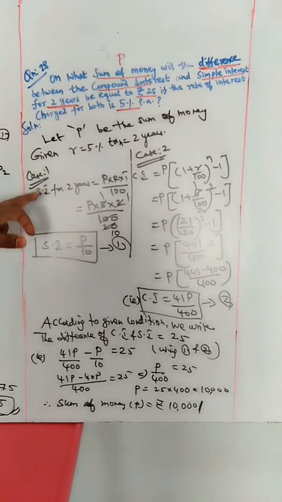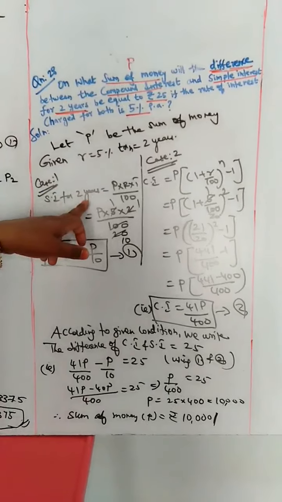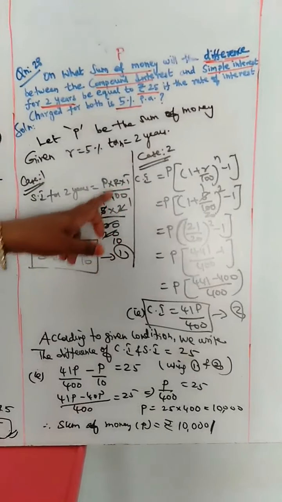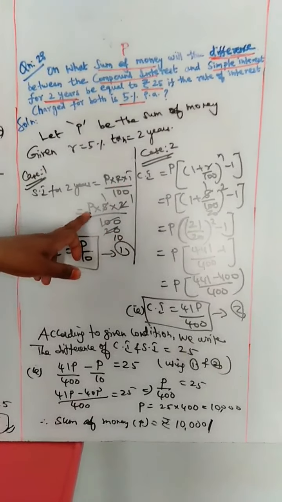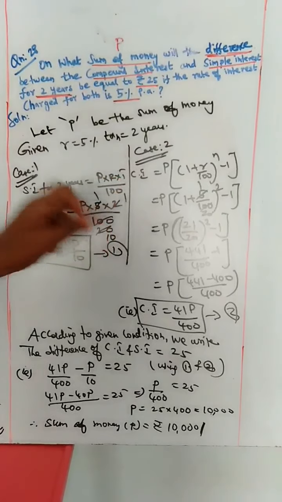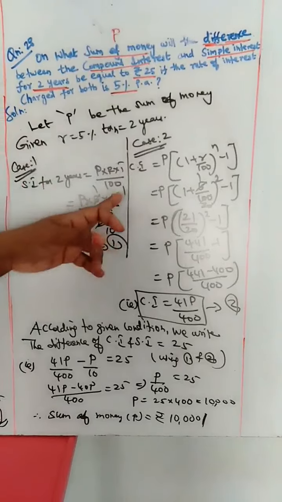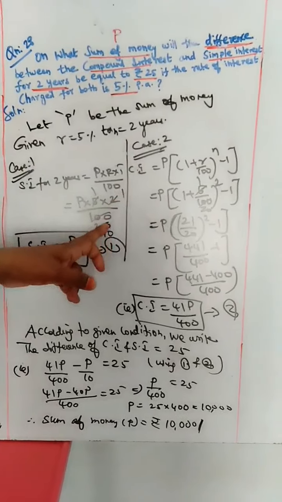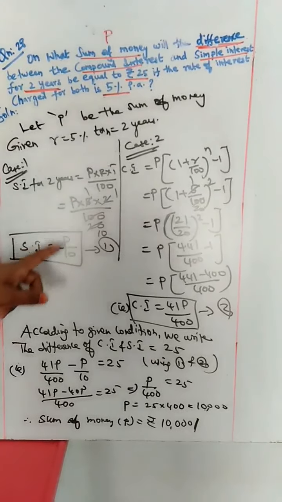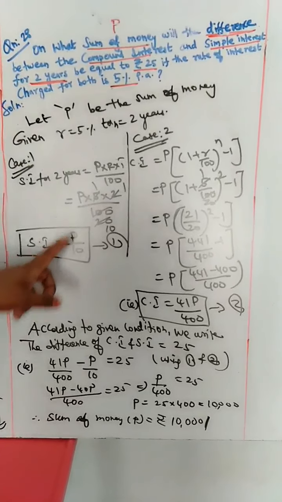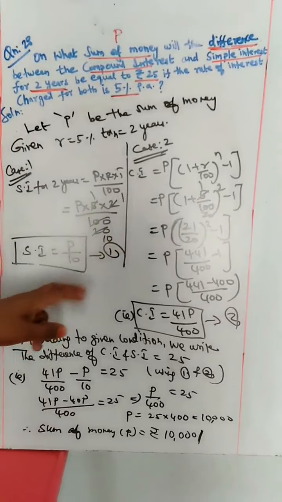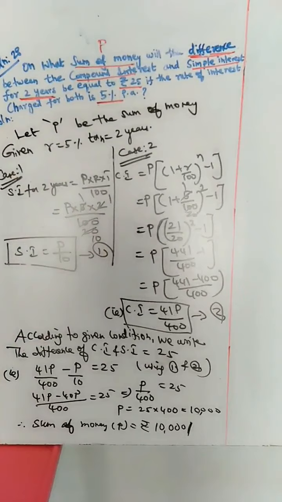For case 1, SI for 2 years is equal to P into R into T by 100. So R is 5, P is as it is, then time period is 2, by 100. By 5 if we cancel, this is 1 time, this is 20 times. Then again by 2 if we cancel, this is 1 time, this is 10 times. So if you multiply and divide, you will get simple interest equal to P by 10, which we are considering as equation 1.